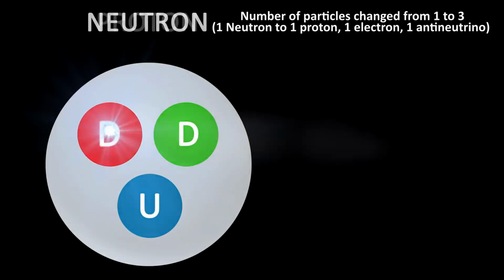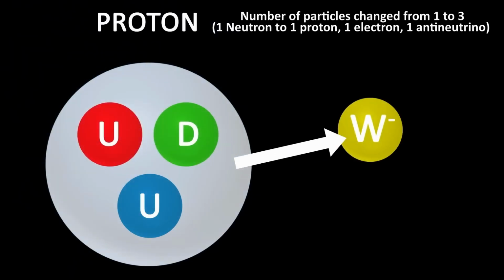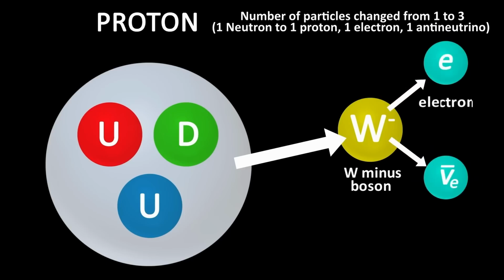In the case of the beta decay I just described, the down quark of a neutron decays into an up quark, changing the neutron to a proton, and at the same time emits an electron and an antineutrino with a mediating W boson. This change to other particles can't be described by quantum mechanics. This is where quantum field theory explains things that quantum mechanics cannot explain on its own.